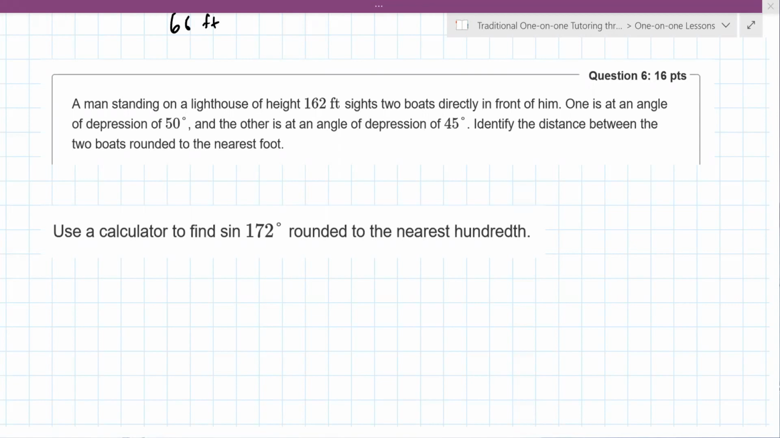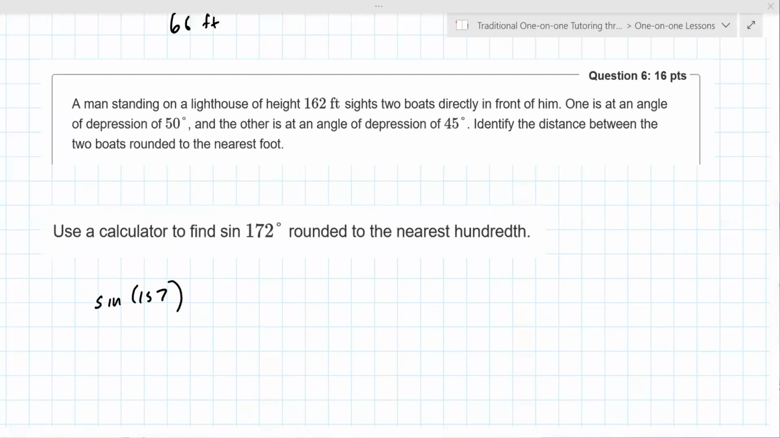All right, so the next one is actually the sine of 157. Did you say 57? 157. Oh, 157. And yeah, I'm sharing my screen still. I wrote it down. To 2 decimals, 0.39. Okay.